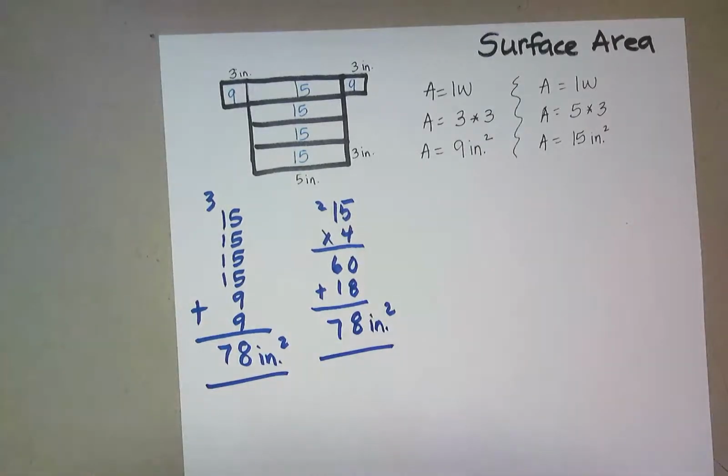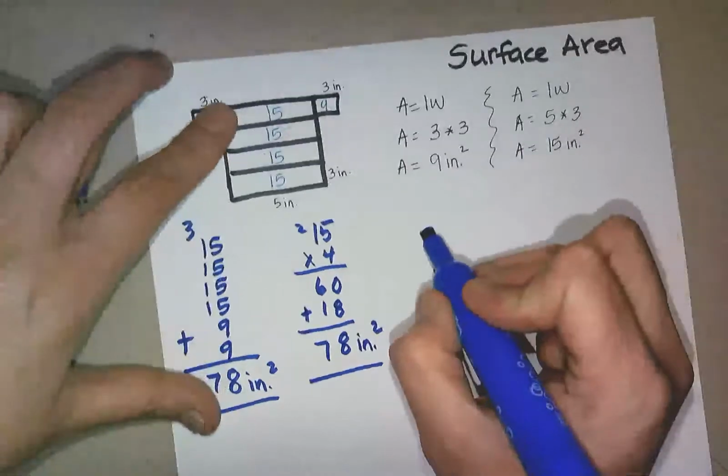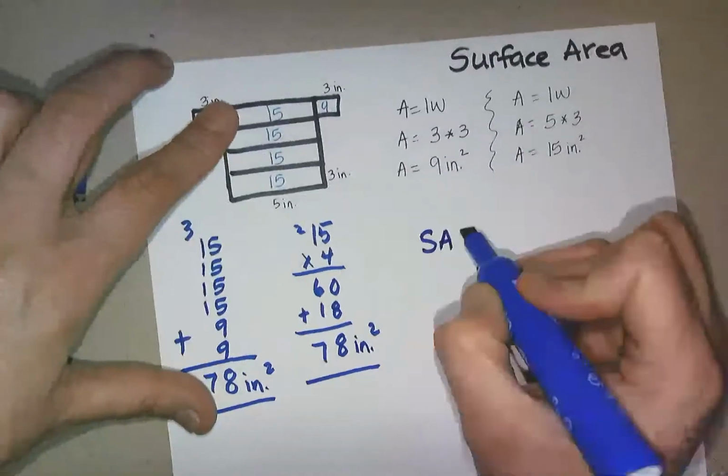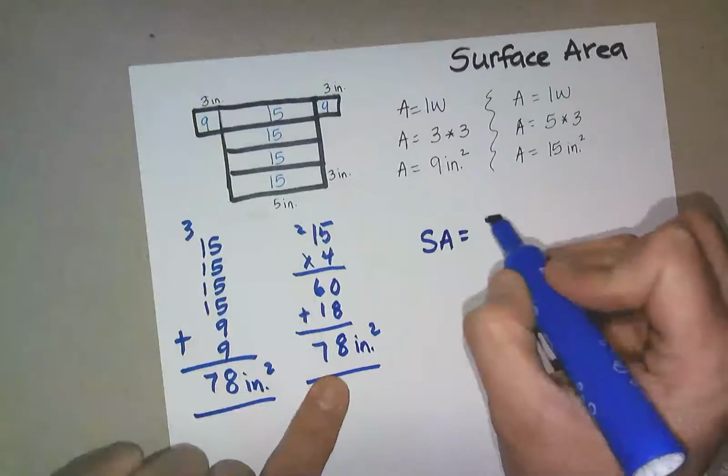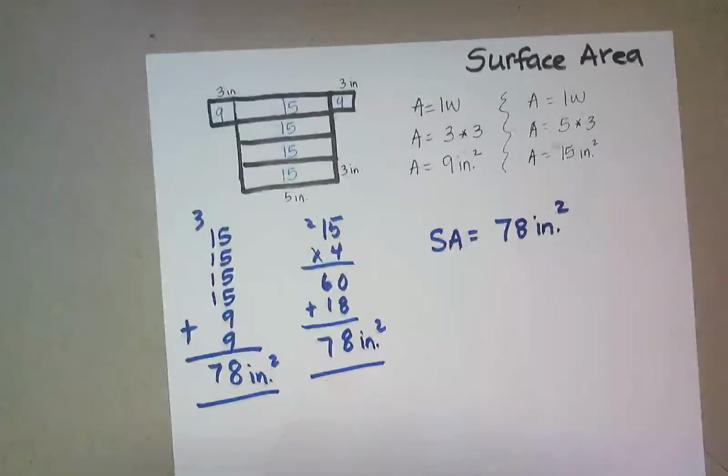So now I know my surface area. So when you write your surface area, you always write SA equals, and just add your answer here, 78 inches squared. Isn't that easy?